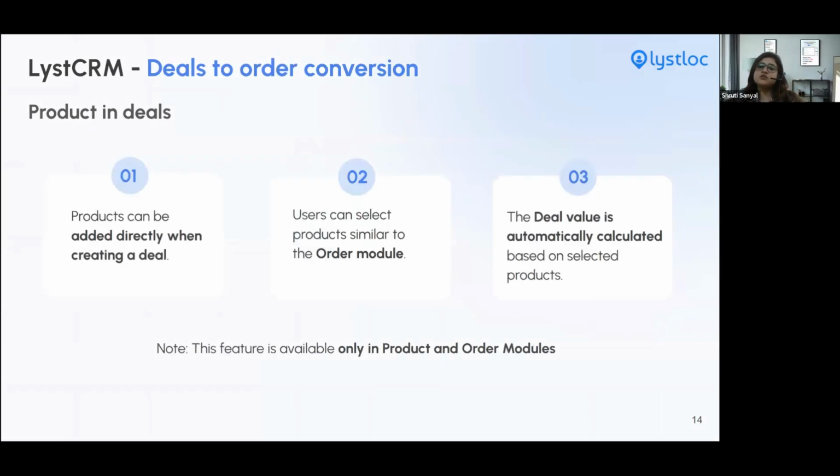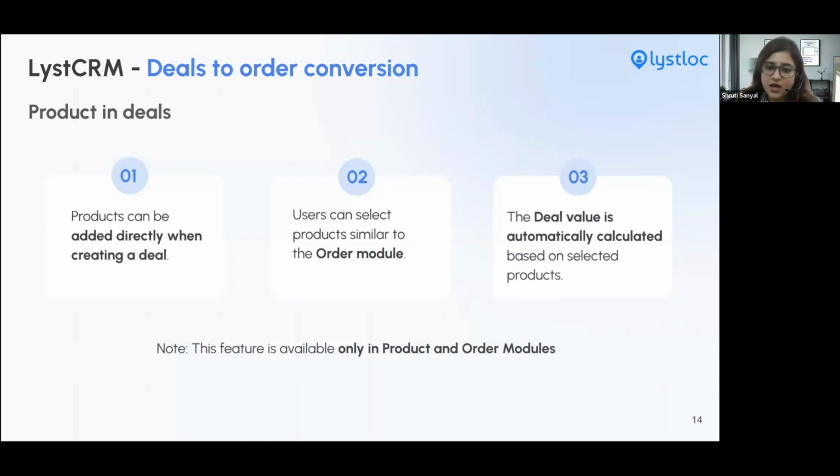Proceeding forward, we have deals to order conversion. We can create deals, like products can be created. Once a product is created, you can create a deal out of it. But the deals to order conversion is only present if you are using the product and order modules only. The products can be directly added, like when you're creating a deal, you can add the products there itself under the deal section only.